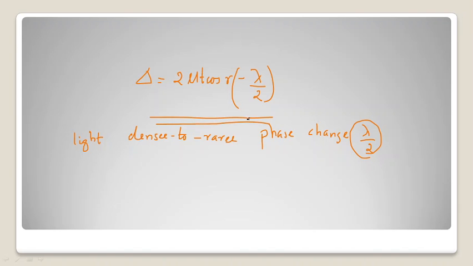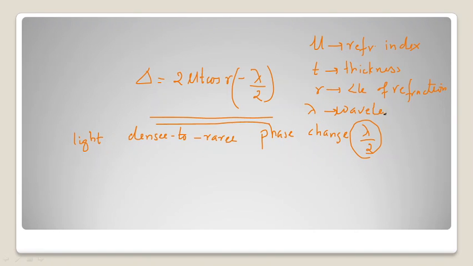In thin films, when a light ray gets split, we get an interference pattern. The optical path difference is given by the equation delta equal to 2 mu t cos r minus lambda by 2. Mu is the refractive index of the medium of the thin film. t is the thickness of the thin film. r is the angle of refraction within the thin film. Lambda is the wavelength of the light.